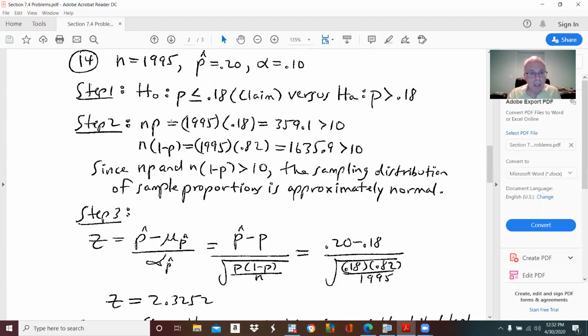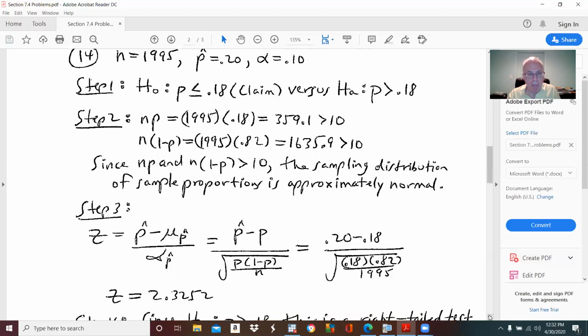All right. Step number 2, again, multiplying n times p and n times 1 minus p. We end up with these huge numbers. Again, I'll correct this, and I should be saying 5 here instead of 10, but it doesn't matter. These numbers are so much larger, it doesn't matter whether we state 5 or 10. Since they're much bigger than 5 or 10, the sampling distribution is approximately normal.